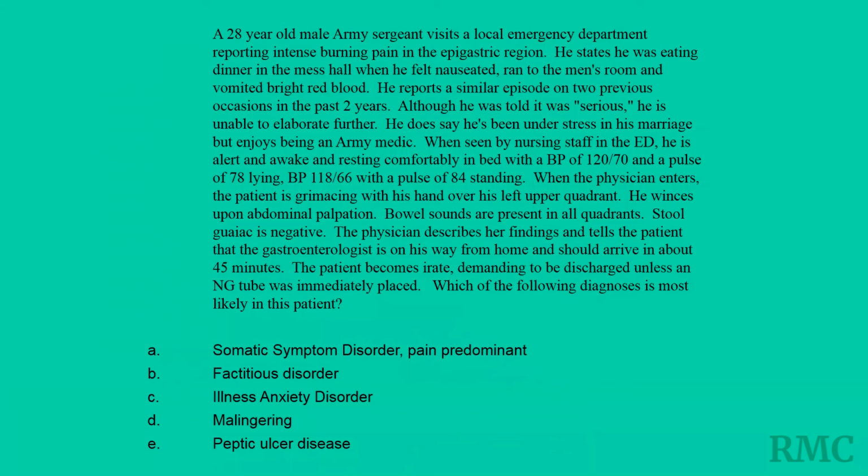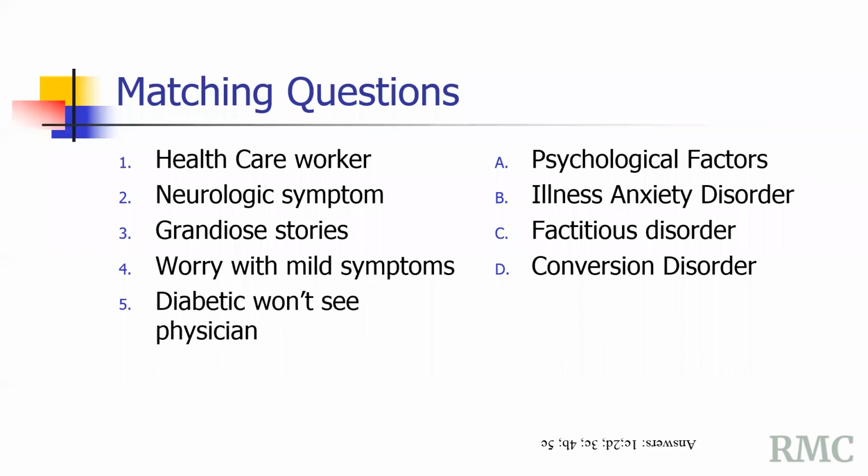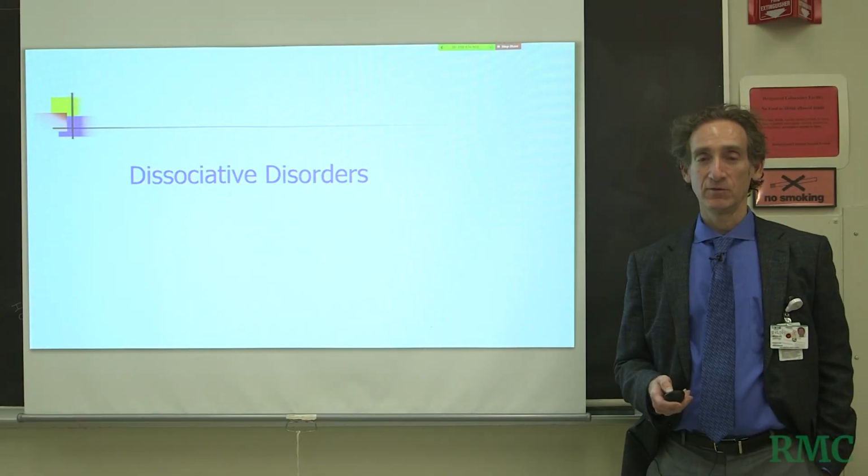Which of the following diagnoses? Factitious disorder, because we don't see any objective evidence of a GI bleed, and yet he wants to have an intervention as soon as possible. So he has factitious disorder. And here's a bunch of matching questions that you should take a look at on your own.